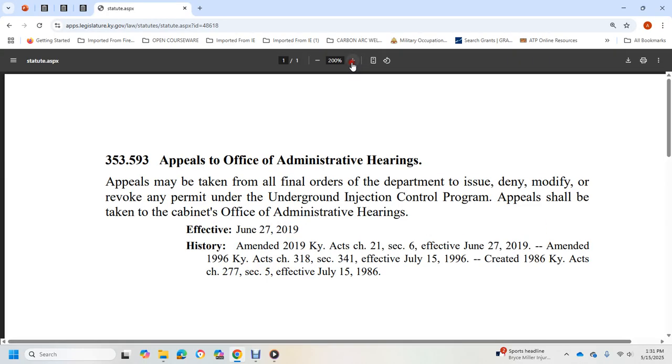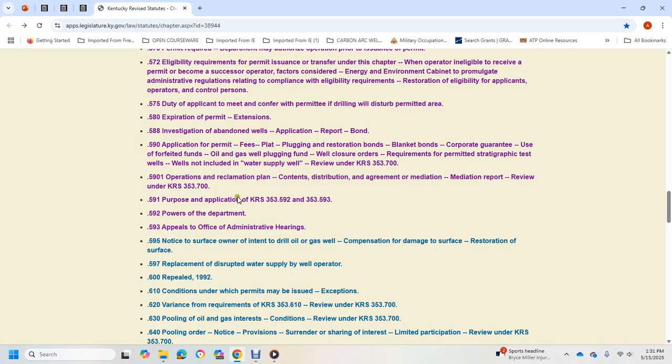Appeals: appeals may be taken from the final order of the department issuing, denying, modifying, or revoking a permit. Underground injection control program appeals shall be taken with the cabinet's Office of Administrative Hearings.